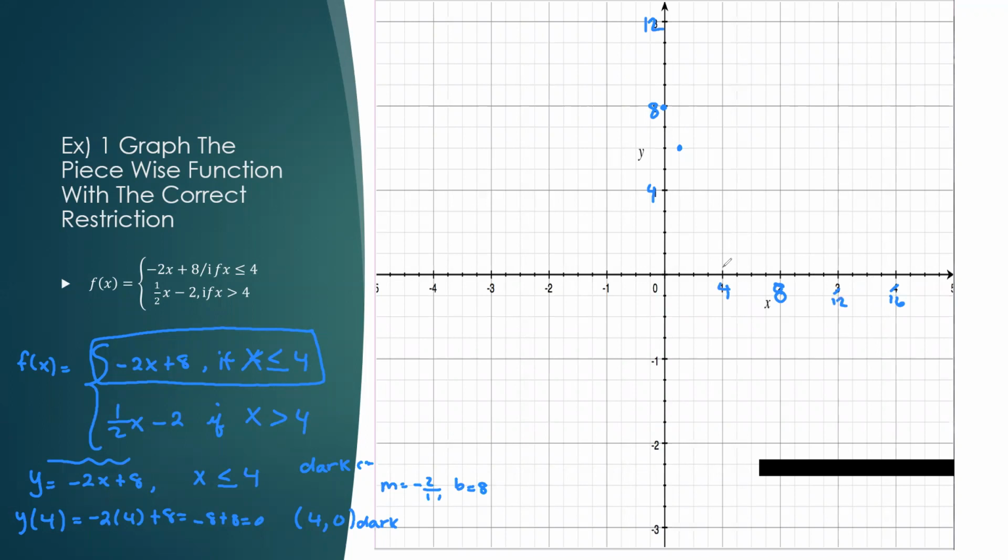Oh, so we have a point at 4, 0, so dark that. And then we're going to graph it. So we start at B8, and then we go down 1, 2, right 1, down 1, 2, right 1, down 1, 2, right 1, down 1, 2, right 1. Okay, and yeah, so this is going to be a straight line.